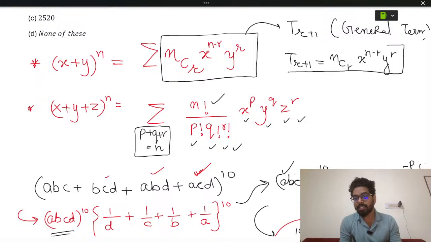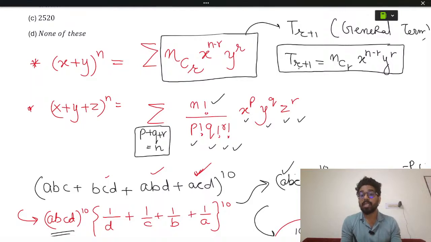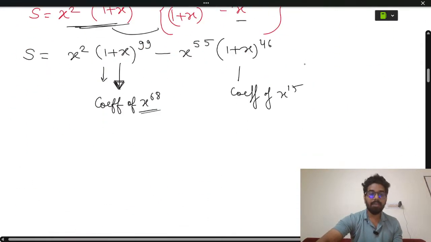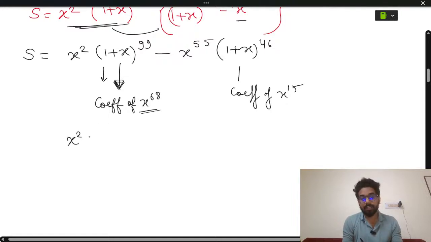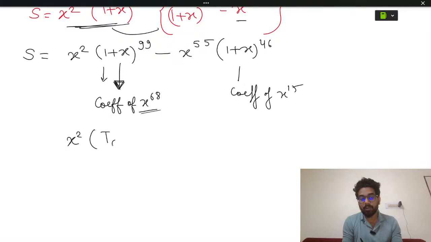So, if I want, let's say, the 10th term, r should be 9. If I want the 11th term, r should be 10. Why? 10 plus 1 is 11. Same way, if I want the 68th term, it should be T68, which is 67 plus 1.